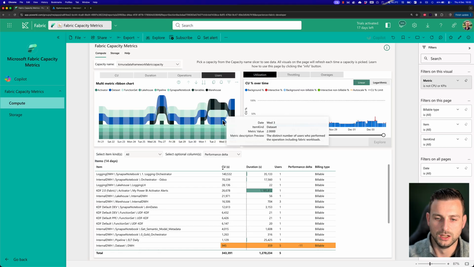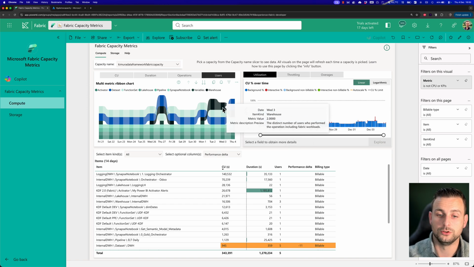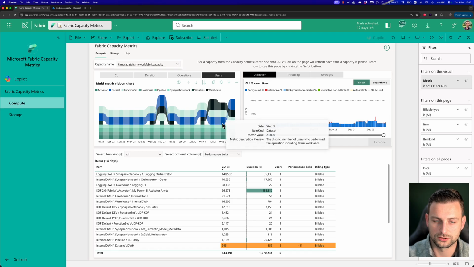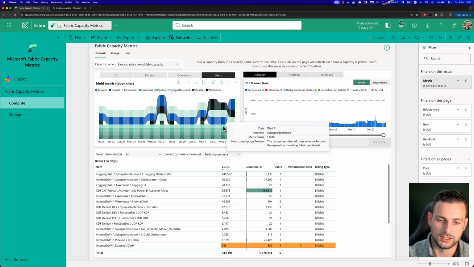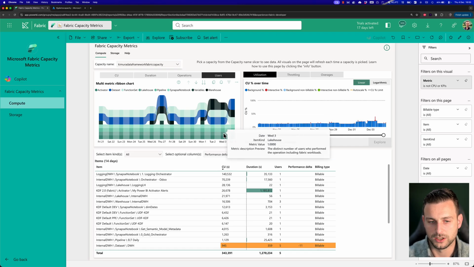And then the users tab. This is the distinct number of users who performed operations. So here we can see that 2 users have performed operations against the warehouse, and then another 2 for function set, another 2 for data sets, 1 for Synapse notebooks, 1 for Lakehouse, and so on. This is a small capacity in a small tenant, so nothing much happens.